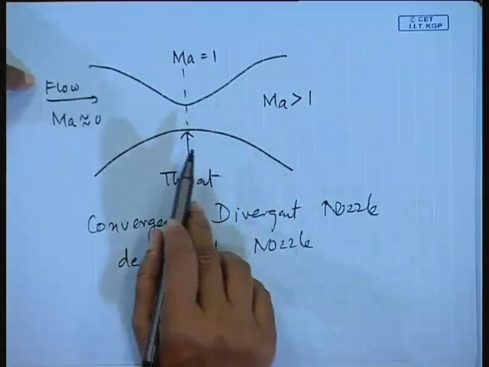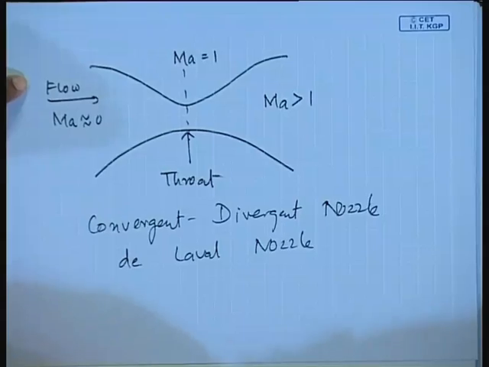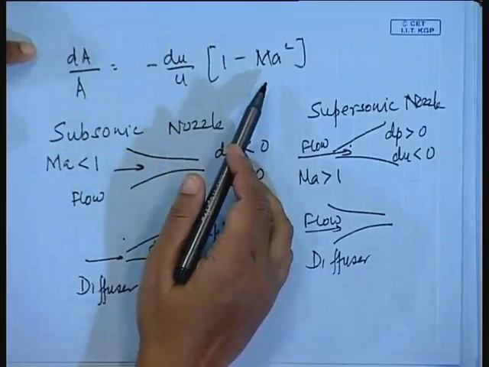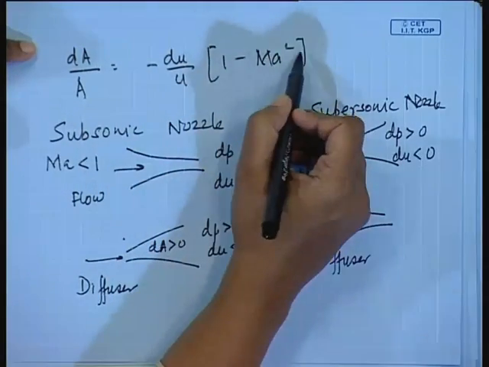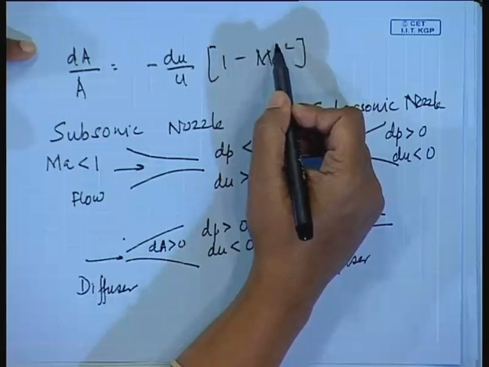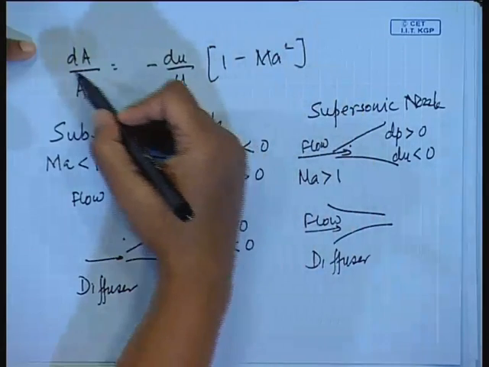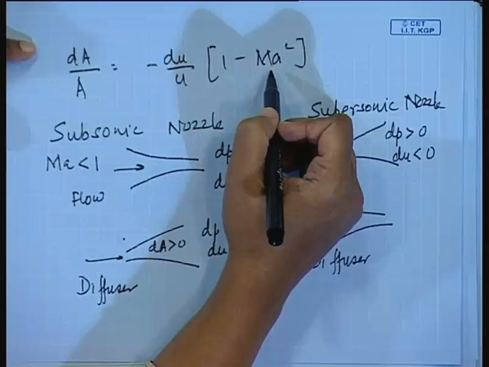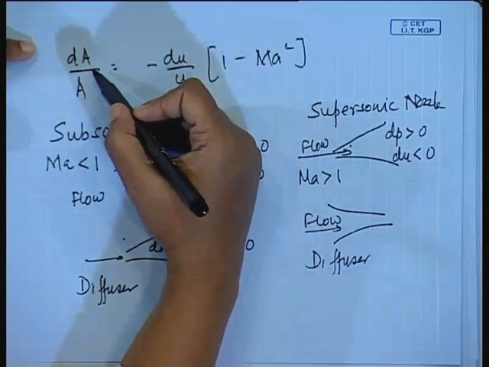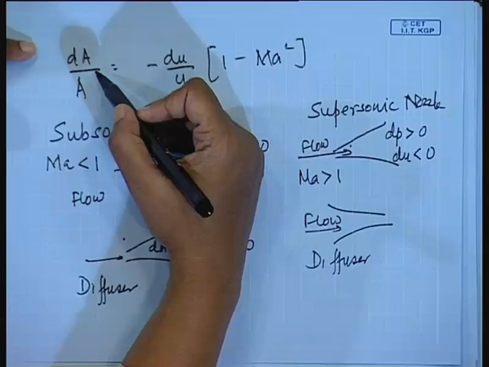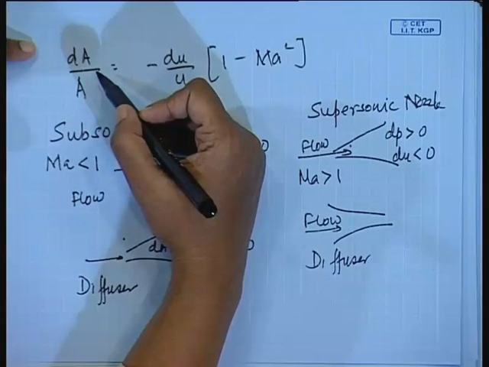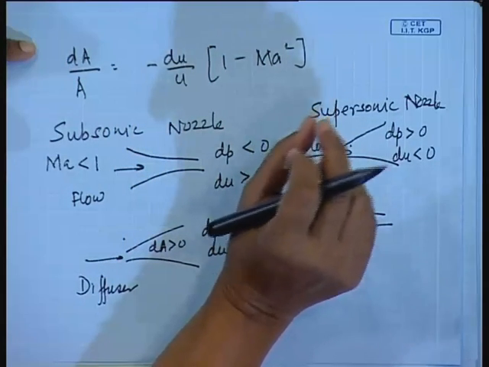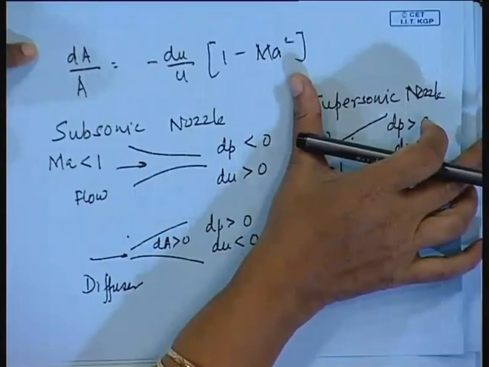So, there are certain things that we can note. If we take up the expression relating dA by A with this, what do we find? We find that Mach number can be equal to 1 only when dA equals 0. Or in other words, where is dA equal to 0? At the throat, at that particular portion where the area does not change any further. So, certain observations we get from this particular equation.